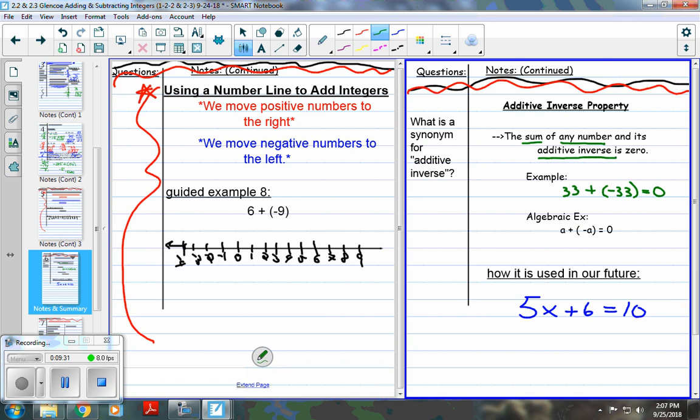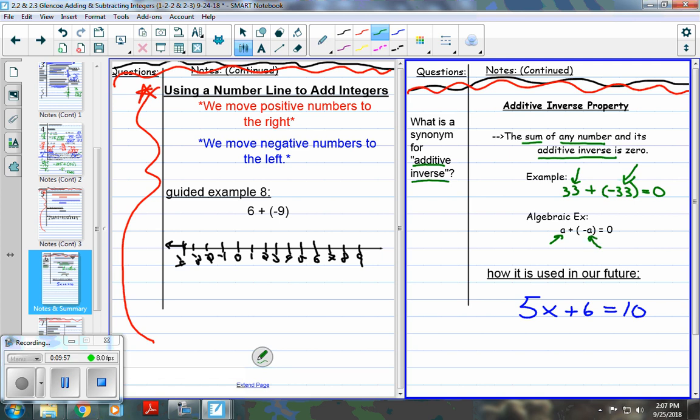Oh wait, I said opposites. What is a synonym for additive inverse then? Yeah, if you said opposite, you're right. So anytime you add 2 numbers together, you get the number 0. So the additive inverse of 33 is negative 33. The additive inverse of A is negative A.